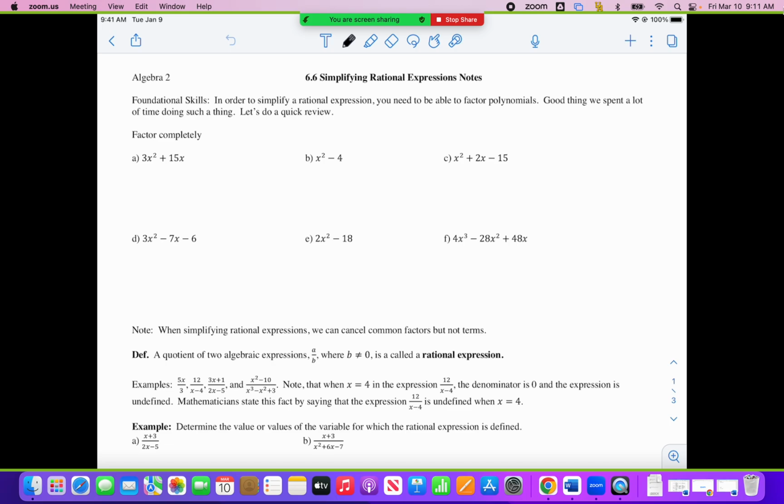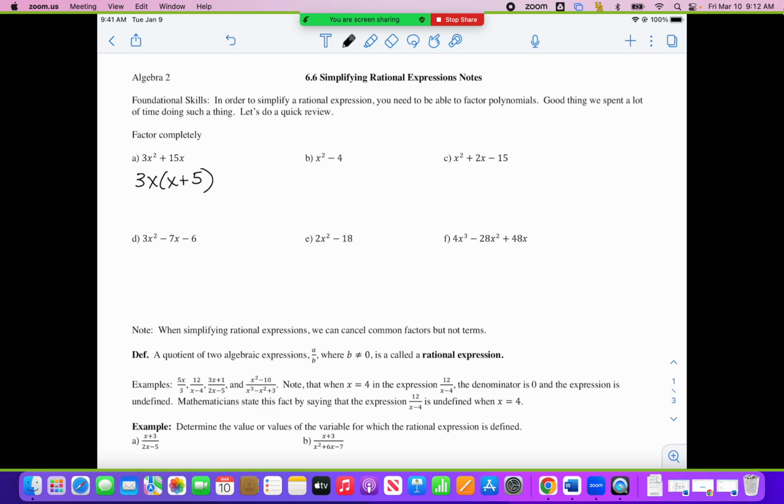All right, Lily, on letter A, what's the GCF? What could you factor out first? Don't they both also have an x? Yeah, so we're going to pull out a 3x, and I'm left with x plus 5. That's as far as that goes.